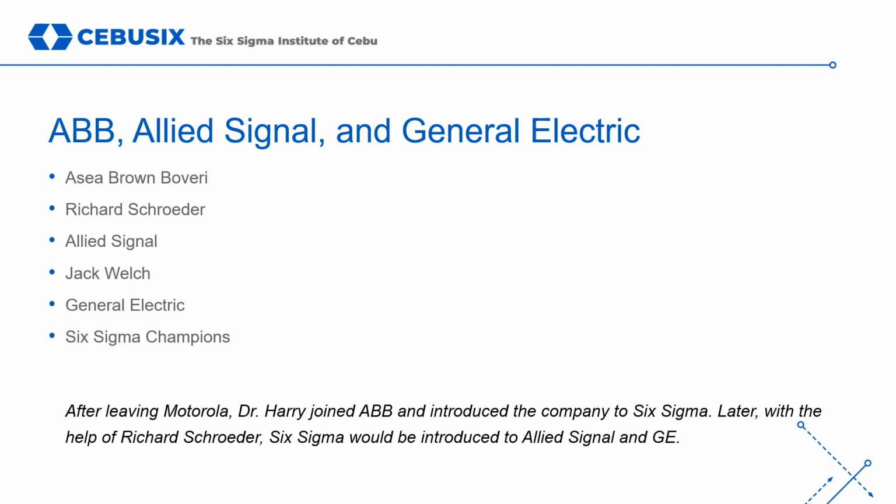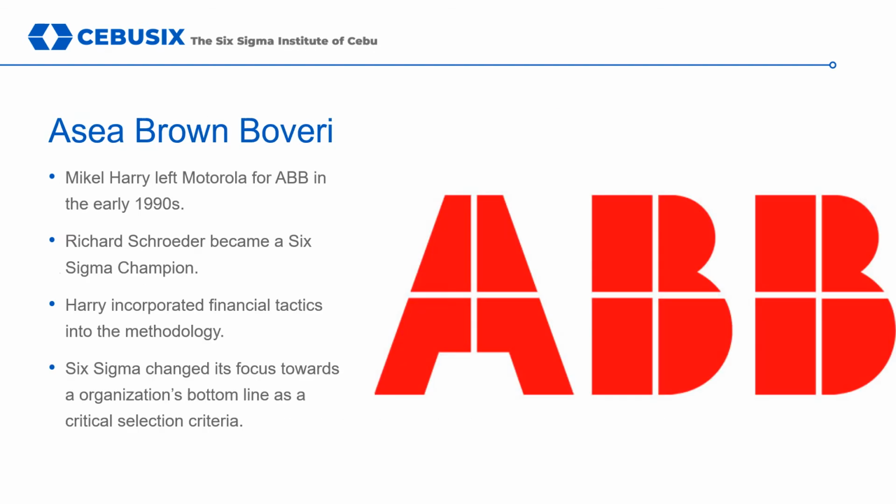We will discuss ABB and Harry's partnership with Richard Schroeder to improve Six Sigma and open the first institute outside of Motorola. We will discuss how Jack Welch, the CEO of General Electric, learned about Six Sigma and why he eventually became one of its biggest champions.